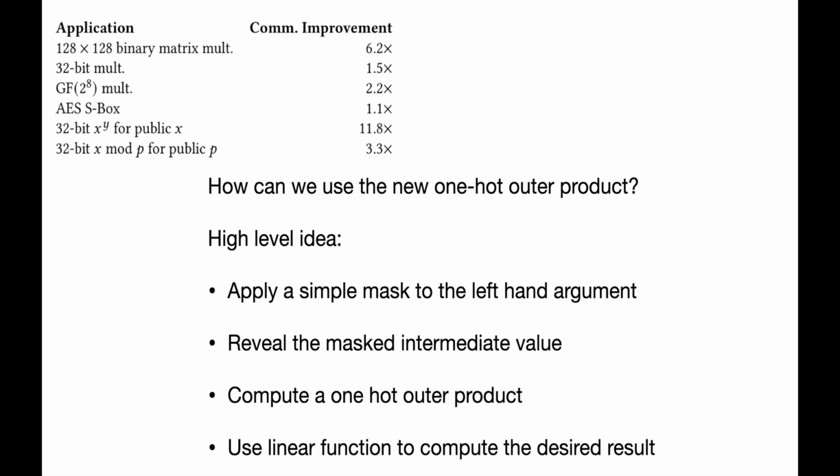This was a high-level introduction to one-hot garbling. We hope that you'll take the time to look at our paper to see more results and to get a better idea of the details of our work. To recap, one-hot garbling is a new and practical technique that reduces garbled circuit communication consumption for a number of interesting and useful functions. In this way, one-hot garbling improves the state of the art in secure multi-party computation.